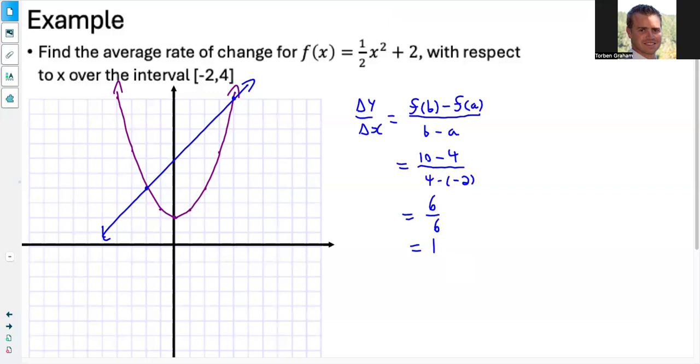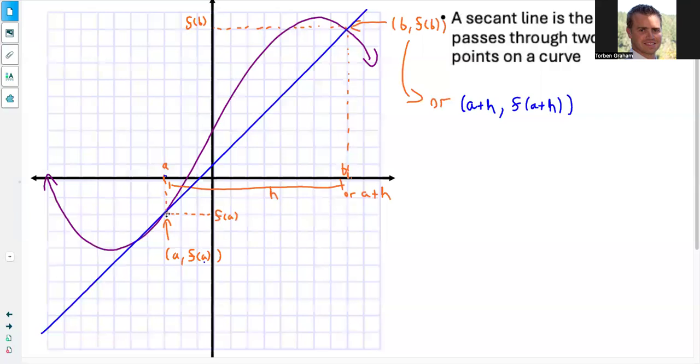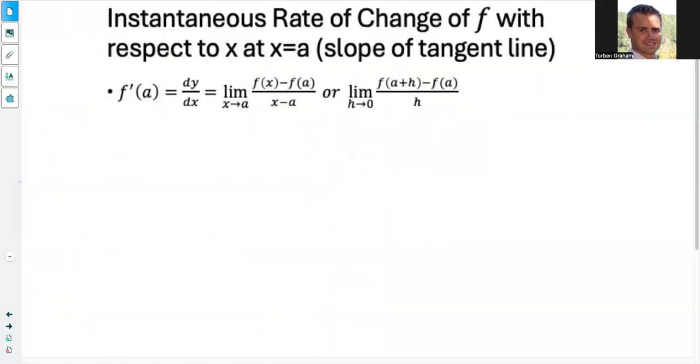So that's essentially how we'd get secant lines and average rate of change. Instantaneous rate of change, on the other hand, we do very similarly, but instead of having our secant line over a big distance like this, we want to have our secant line over an infinitesimally small h value. Therefore, our instantaneous rate of change of f with respect to x at x equals a is the slope of a tangent line. So our tangent line gives the slope of our curve at our particular location.